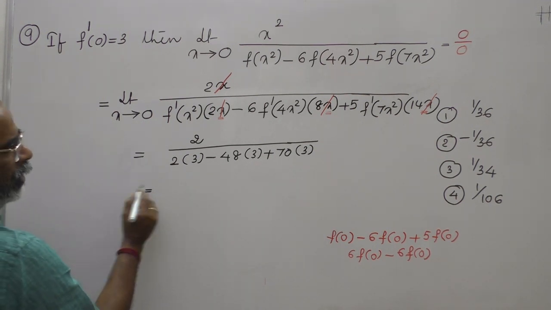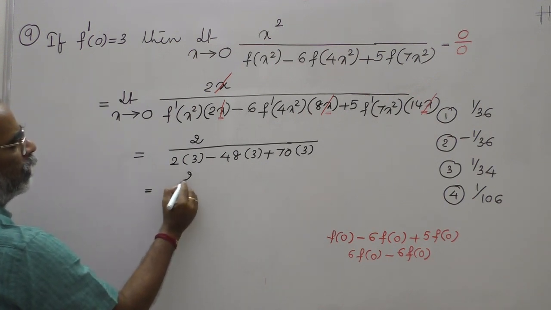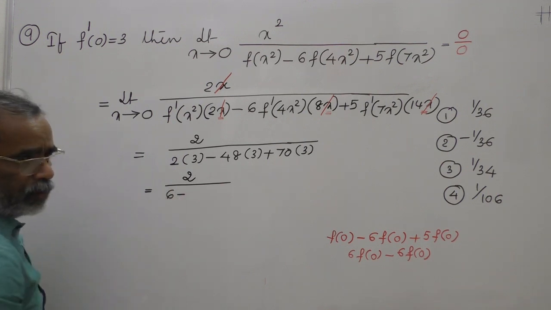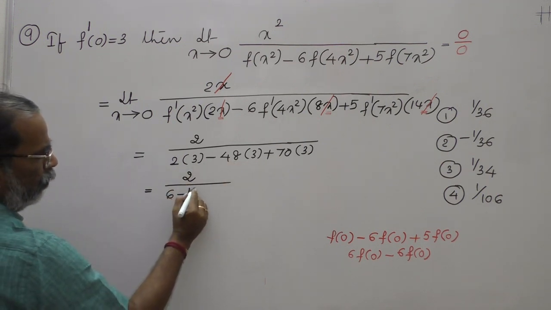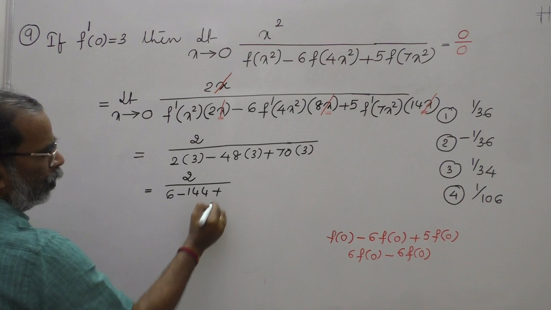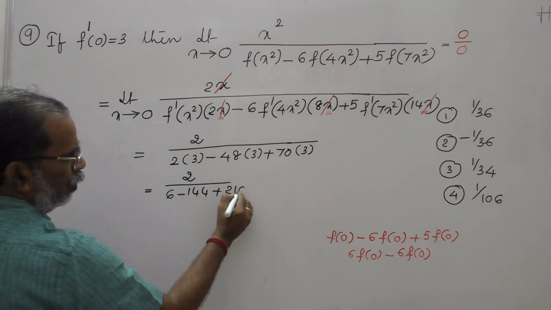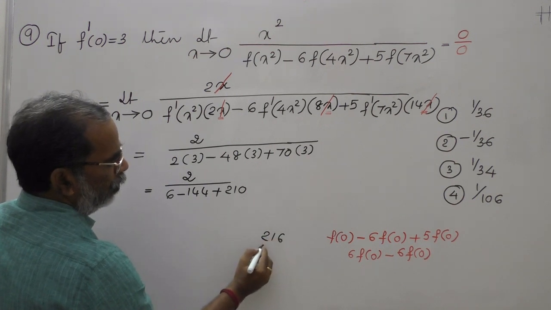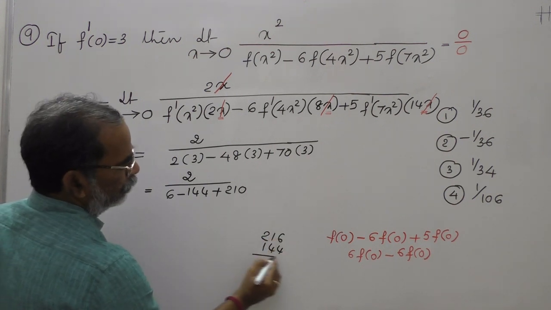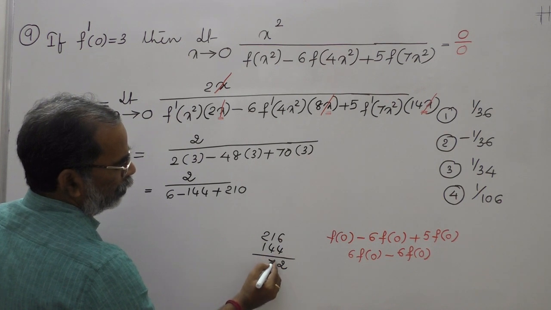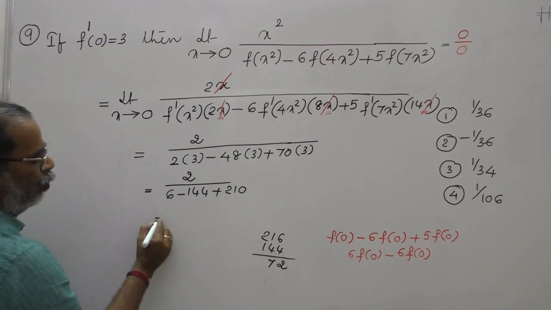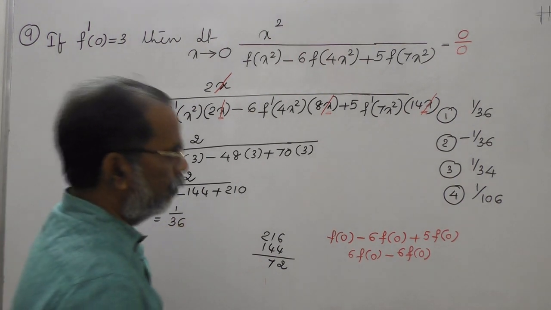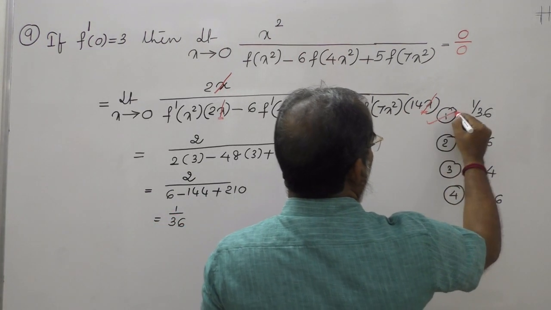Let us simplify carefully. So 2 divided by 2 into 3, 6 minus, what about this? 144 plus this is what? 210. So 210 plus 6, 216, 144, 2, 7, 72. 2 by 72 means 1 by 36. Therefore, first option. This is the answer.